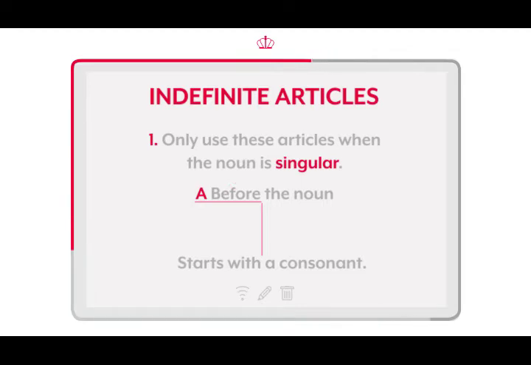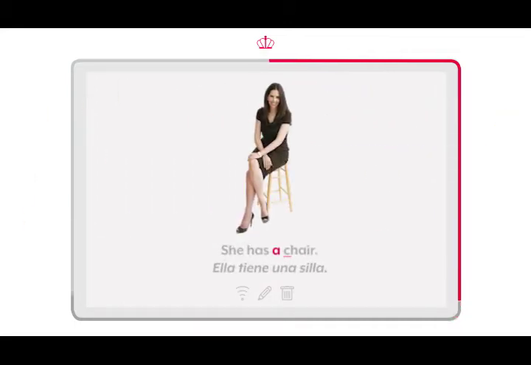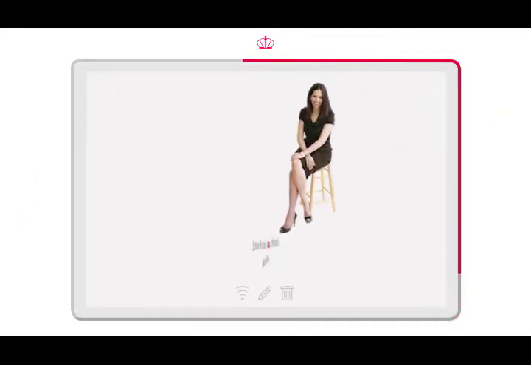For example, por ejemplo, I have a book I want to read. Tengo un libro que quiero leer. She has a chair. Ella tiene una silla.